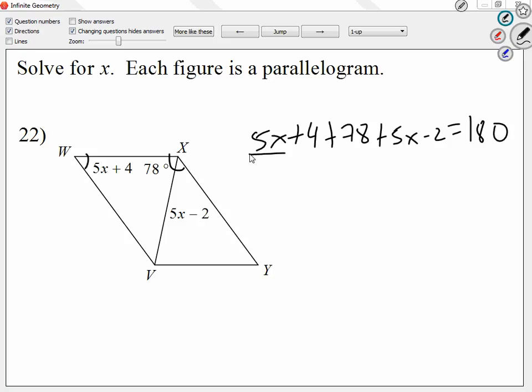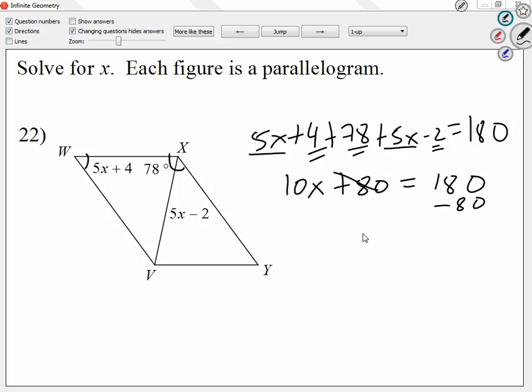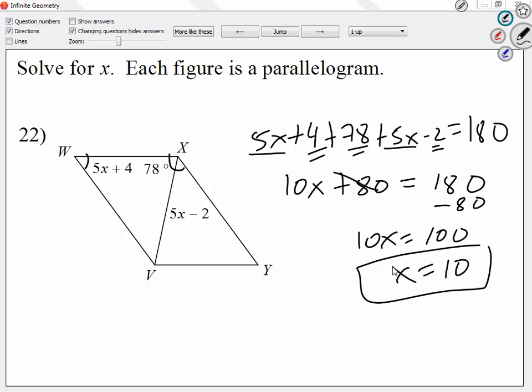I can combine my like terms. 5x plus 5x, that's 10x. And 4 plus 78 minus 2, that's 80, and this is equal to 180. I'm going to simplify it a little. Then I'm going to move my 80 to the right as a negative 80. So 10x equals 100. What's x? 10. I'm thinking angle x was an entire thing. It was two angles in one.